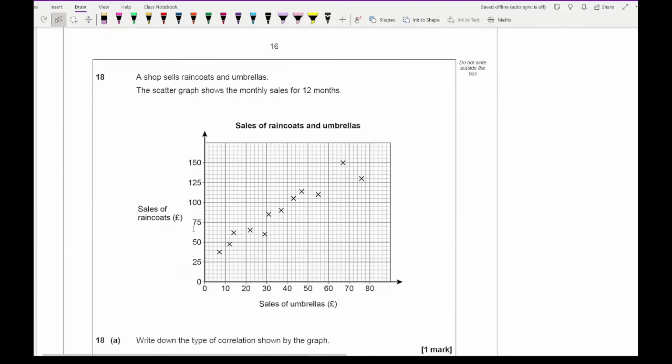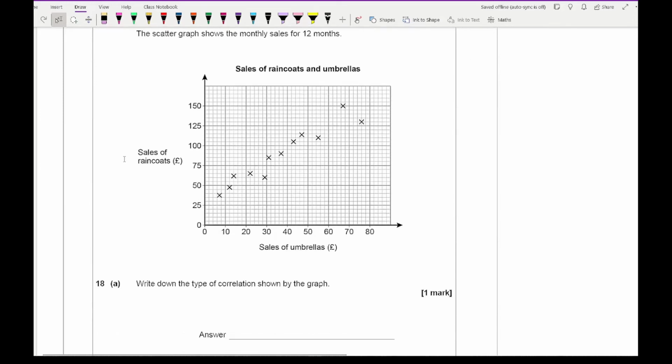Then looking at question 18, it says that a shop sells raincoats and umbrellas. The scatter graph shows the monthly sales for 12 months. It says write down the type of correlation shown by the graph. I would say it's going to be positive, and I would go as far as saying it's strong as well. But I would say definitely positive would be good enough for 1 mark.